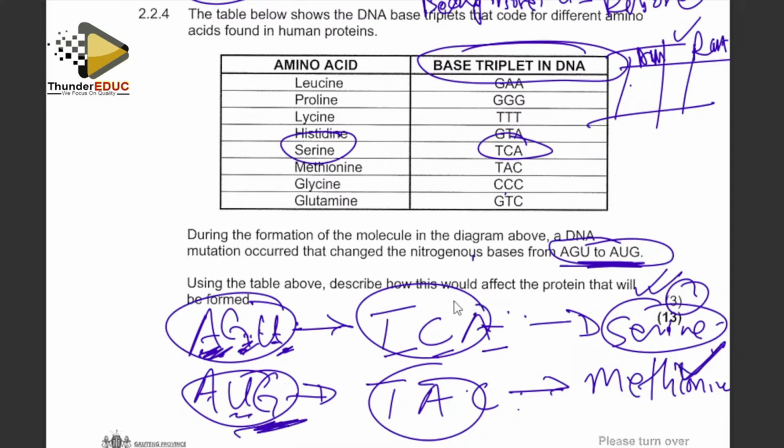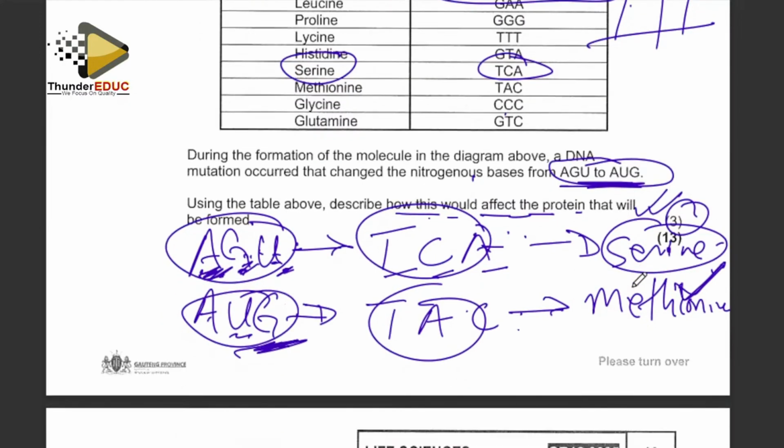Then they're saying, how will this affect the protein? So we want to know whether the protein will change or will not change. Therefore, you will say that the protein will change because there are 2 different amino acids. This will affect the protein. The protein structure will change.